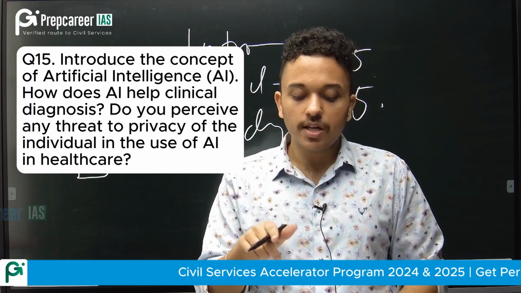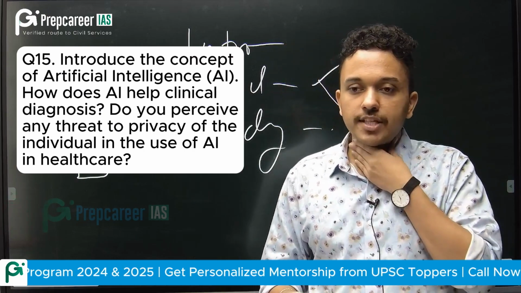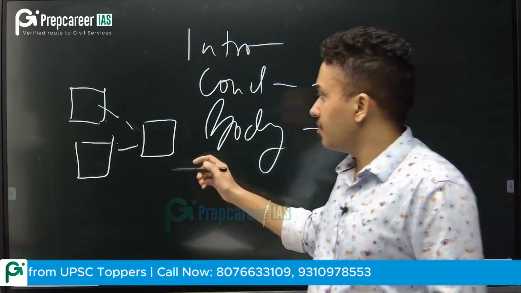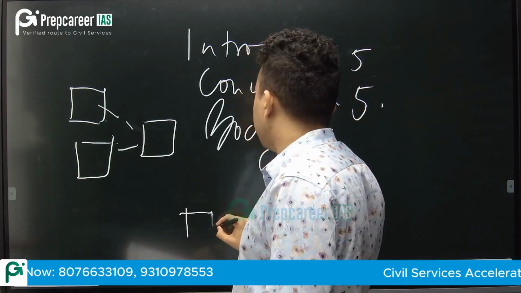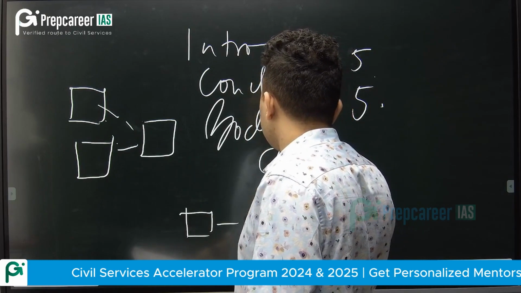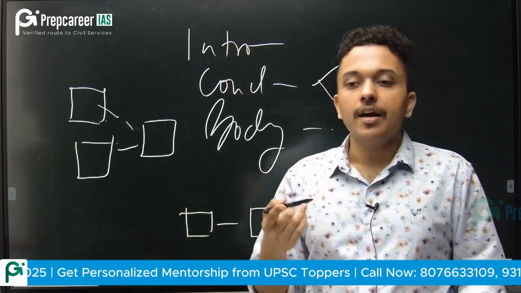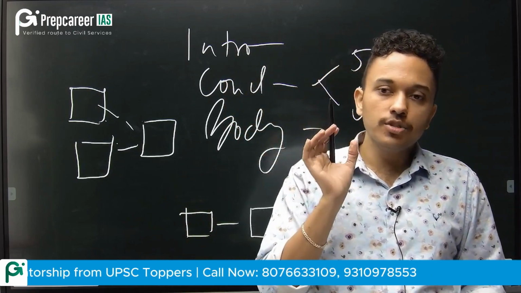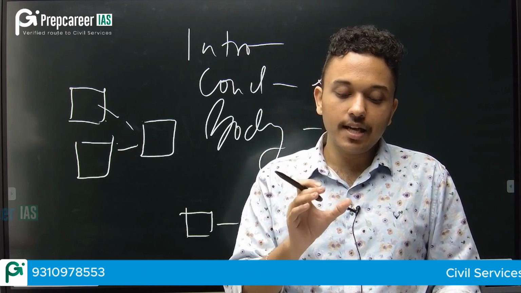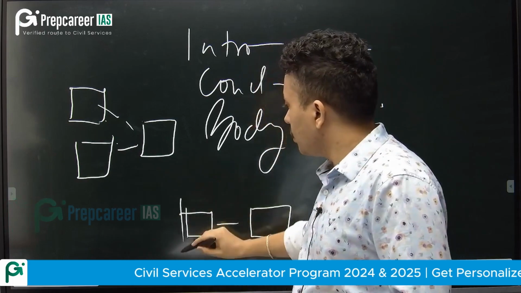Then the second part comes, how does AI help clinical diagnosis. There again you have to give 5 to 6 points. Healthcare has different parts. Like there is diagnosis, there is treatment. Before treatment you have diagnosis. What are the different elements in healthcare? You just look at the use of AI in that. The question is clearly asking how AI helps in clinical diagnosis, so we have to focus only on the diagnosis part.